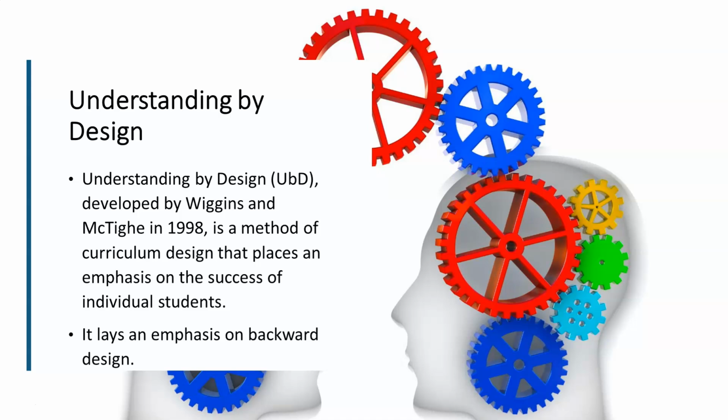Let us talk first about Understanding by Design. Understanding by Design, UBD, developed by Wiggins and McTighe in 1998, is a method of curriculum design that places an emphasis on the success of individual students. It lays an emphasis on backward design, which is a method in which teachers concentrate on the final result by establishing what it is that they want students to learn and be able to perform. Backward design is a method that has gained popularity in recent years. Understanding by Design places a strong emphasis on aligning assessments and teaching techniques in order to ensure that students learn what is intended for them to learn.